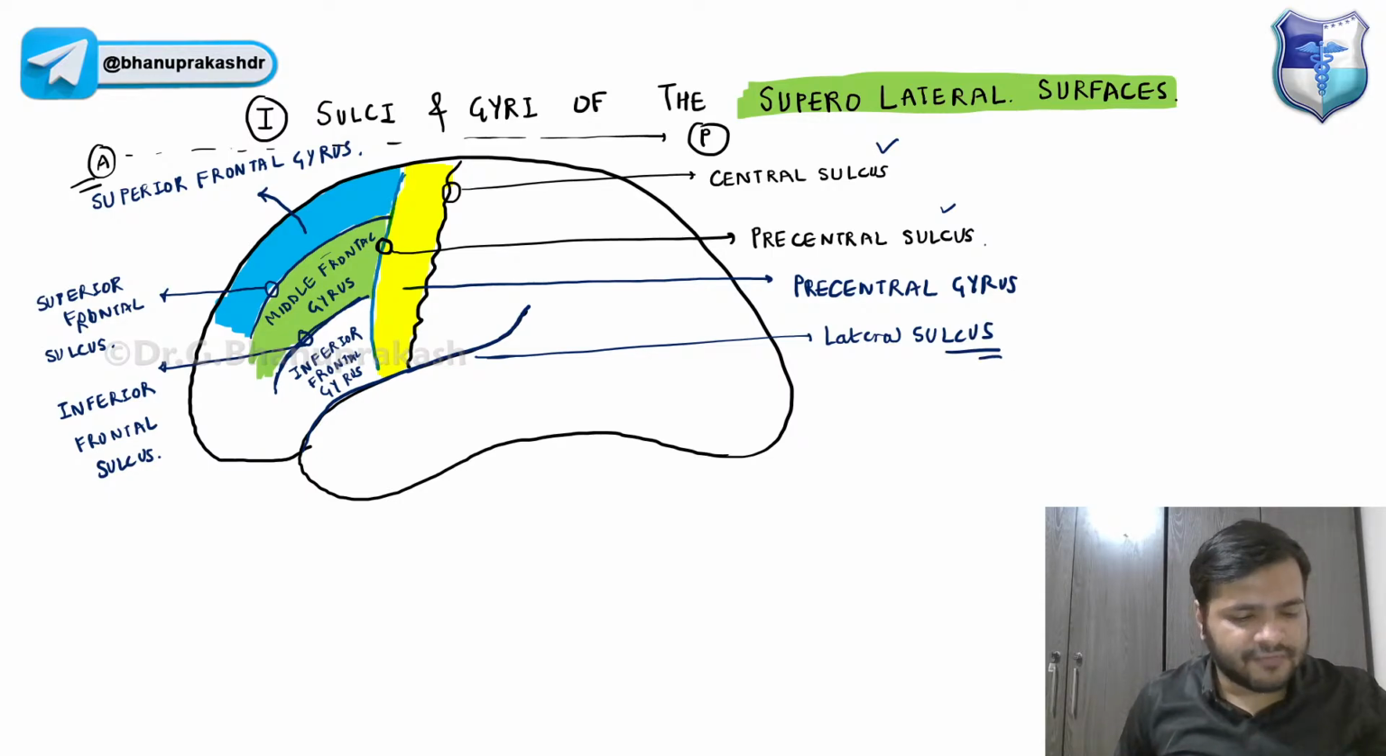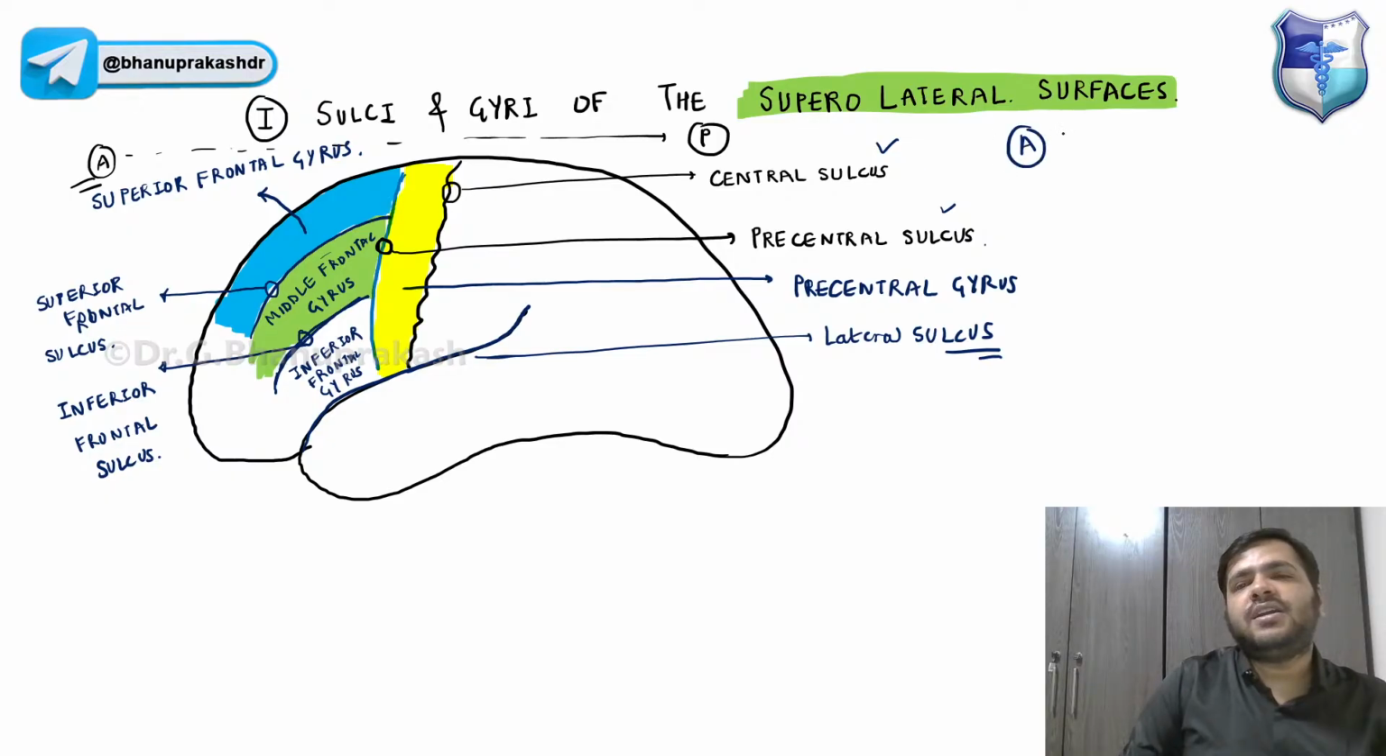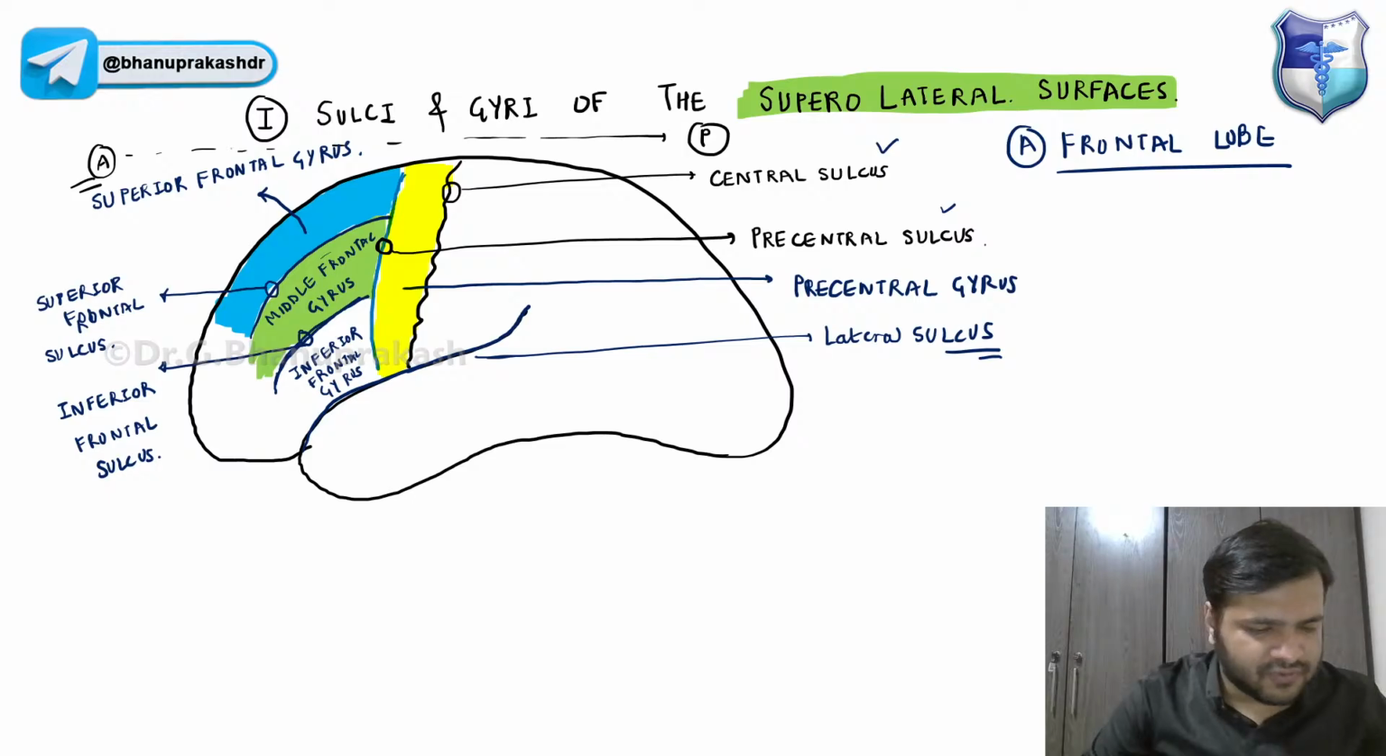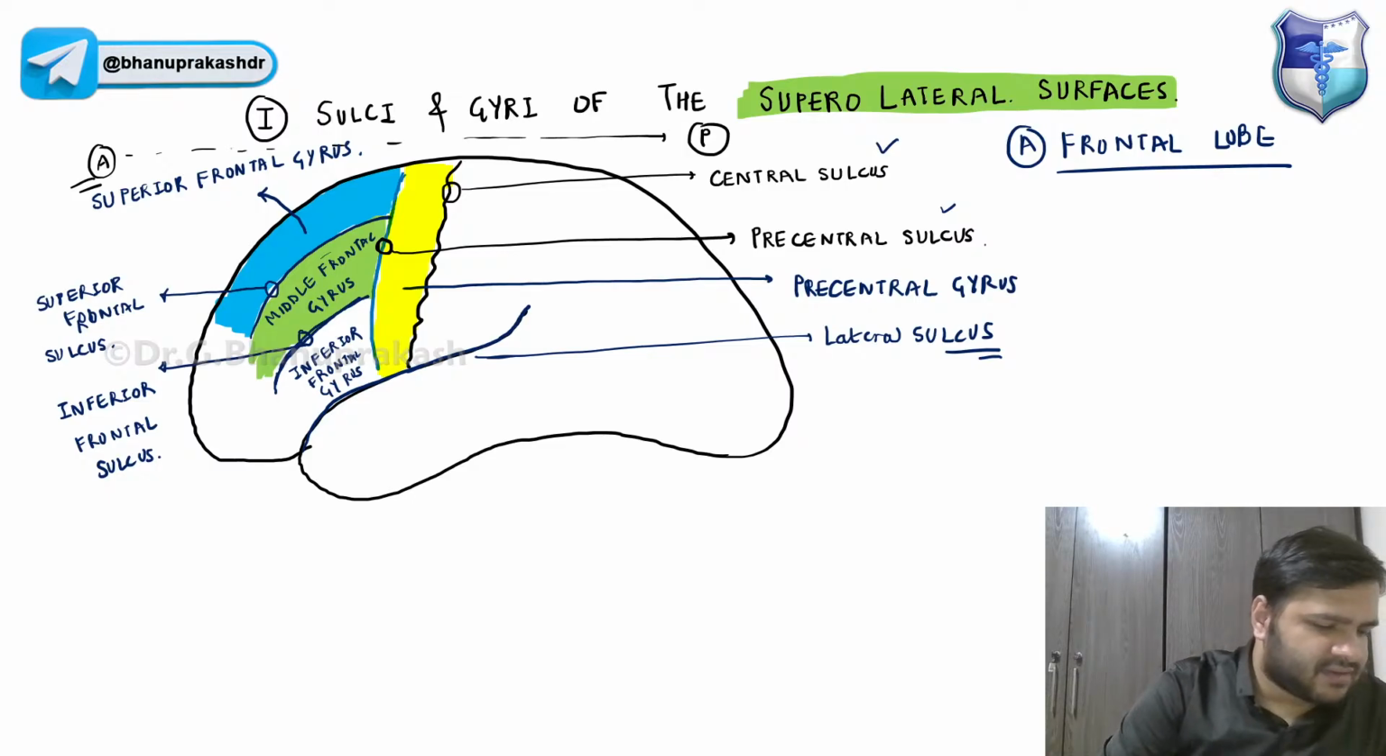The frontal lobe, so A part, that is the frontal lobe, we have discussed. Aage wale lobe mein kaun kaun se sulcus aur gyri hain, it is done guys, right? Just give me a thumbs up if it is clear to each one of you.